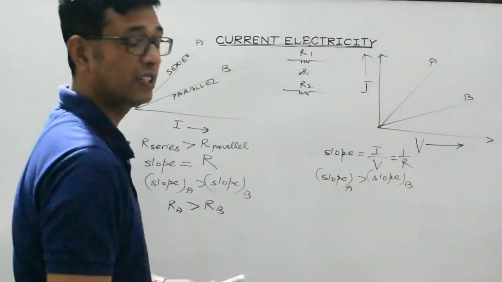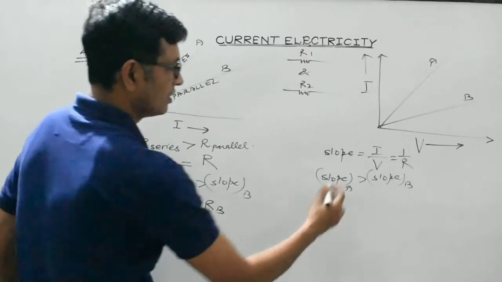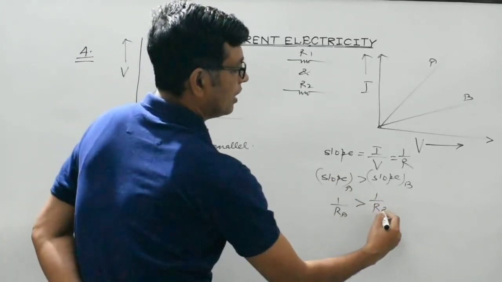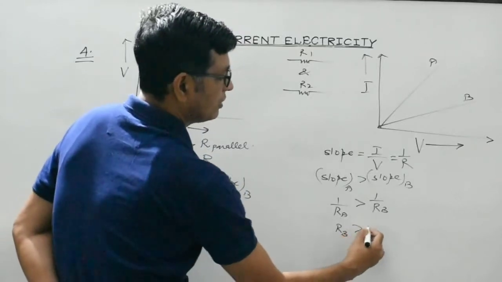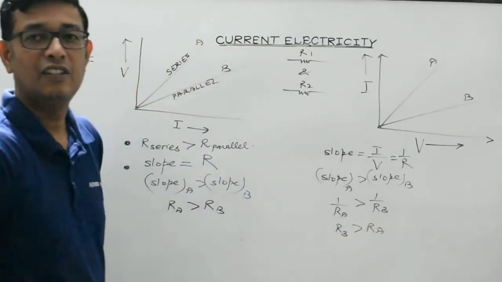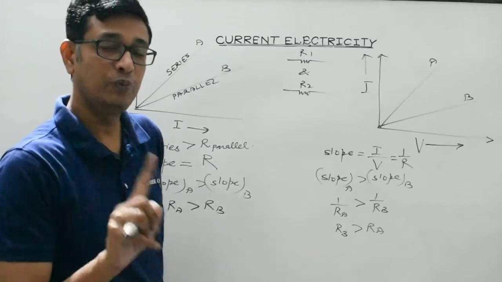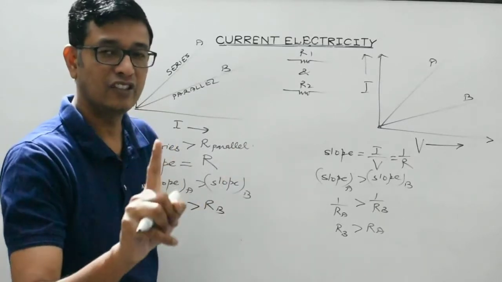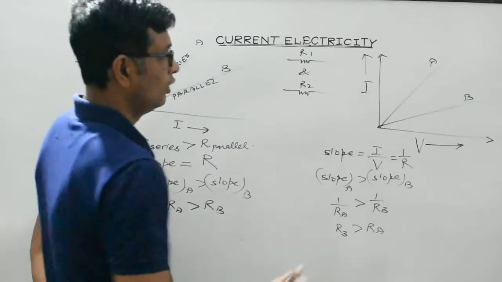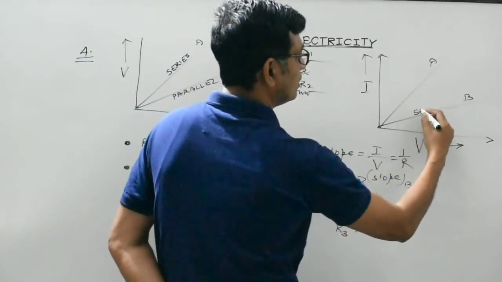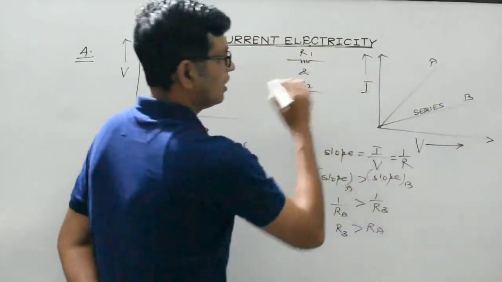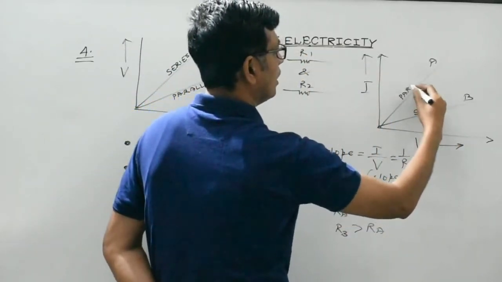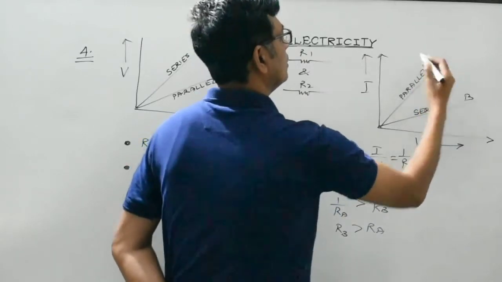Now, slope in this case will give us the reciprocal of the resistance. Therefore, 1 by RA is greater than 1 by RB, or RB is greater than RA. So, equivalent resistance in case B is found to be greater than in case A, and in series the resultant resistance is always higher, right? So, in this case B will represent the series grouping of R1 and R2, while A will represent the parallel grouping of R1 and R2.